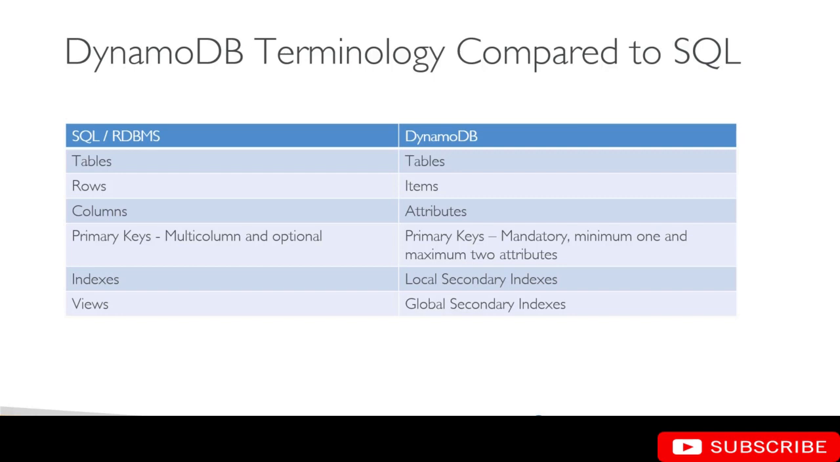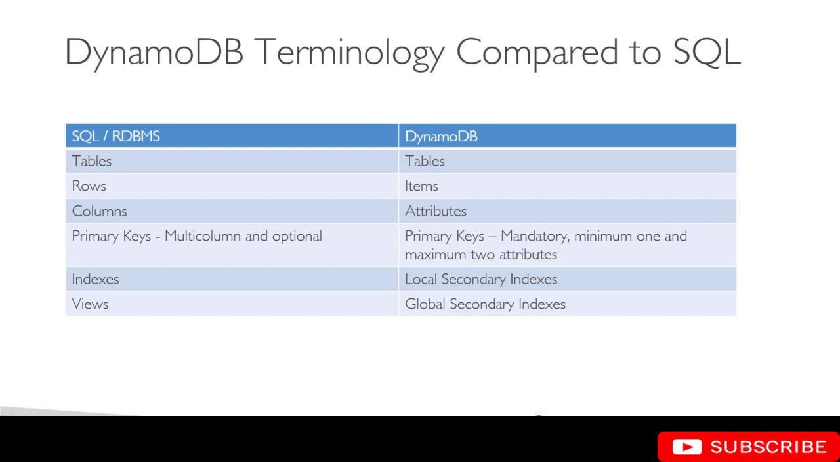Then in SQL, we have rows and columns, and in DynamoDB, we have items and attributes instead. Primary keys in SQL databases or relational databases can be on multiple columns and they are optional, but in DynamoDB, primary keys are mandatory and we can have one or maximum two attributes in the primary key. So we can either have a partition key or we can have a combination of partition key and a sort key.